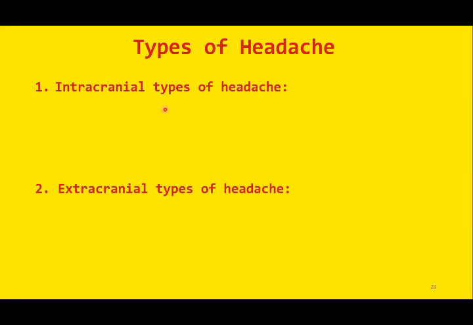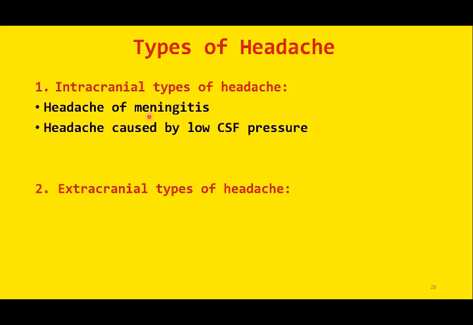If the stimulus is within the head, we will label it as intracranial headache. If the stimulus is located outside the head, outside the cranium, we will label it as extracranial headache. For example, headache of meningitis, inflammation of the meninges. This is an example of intracranial headache. Similarly, headache due to low CSF pressure. Again, this is intracranial headache.